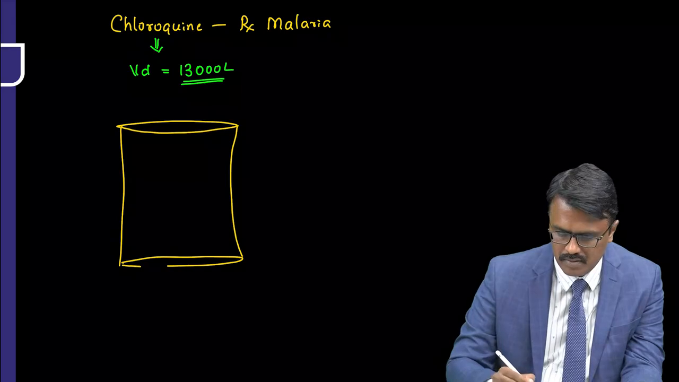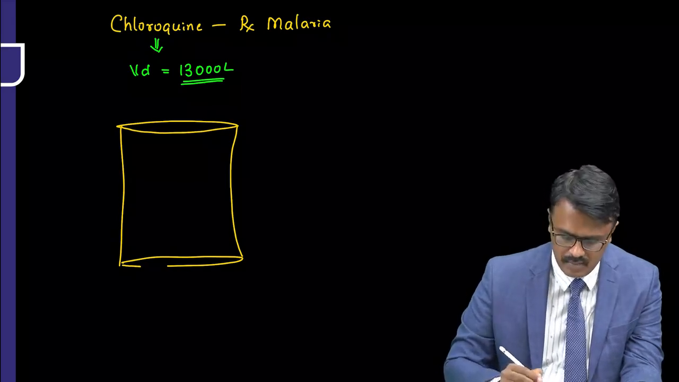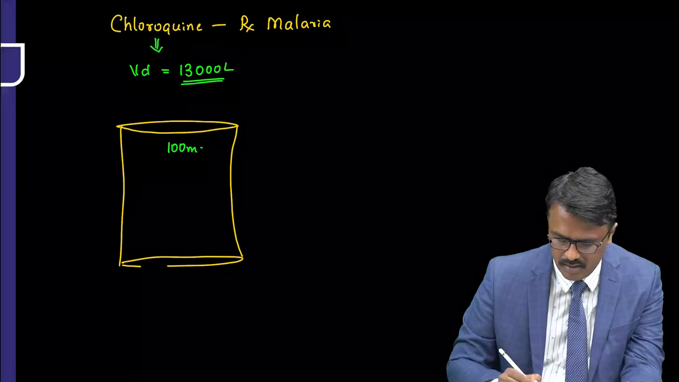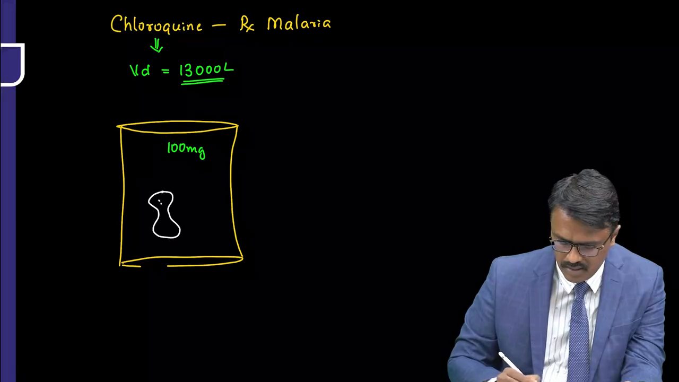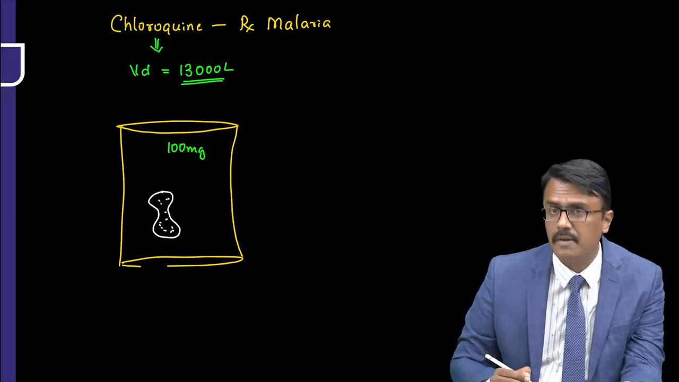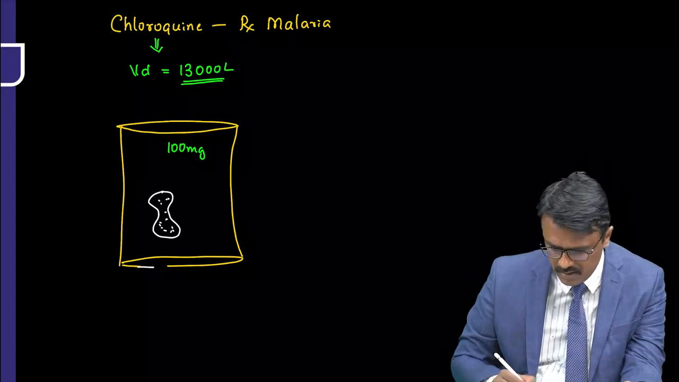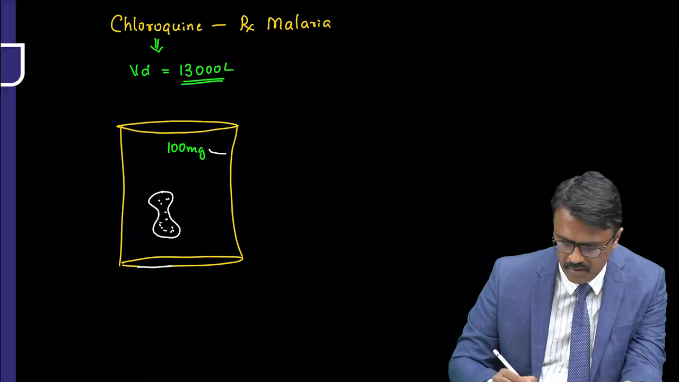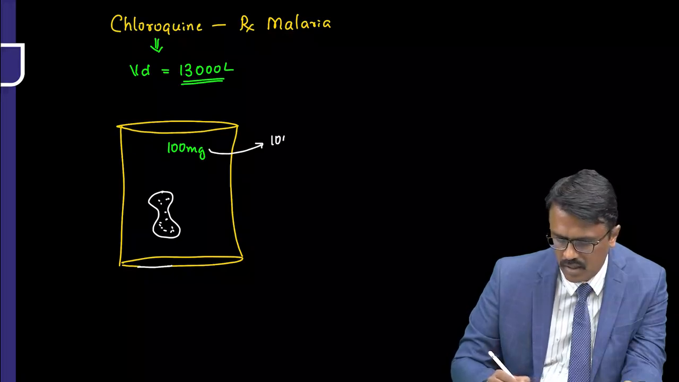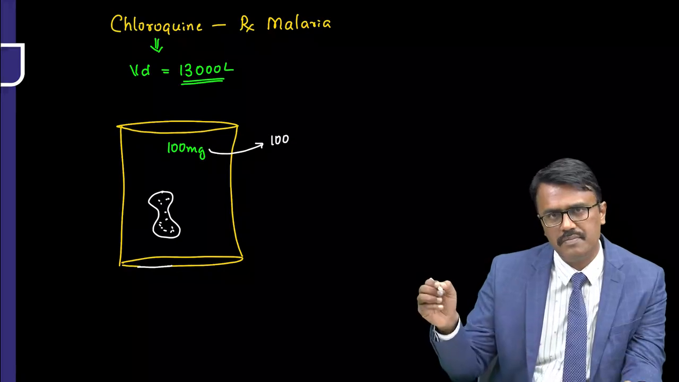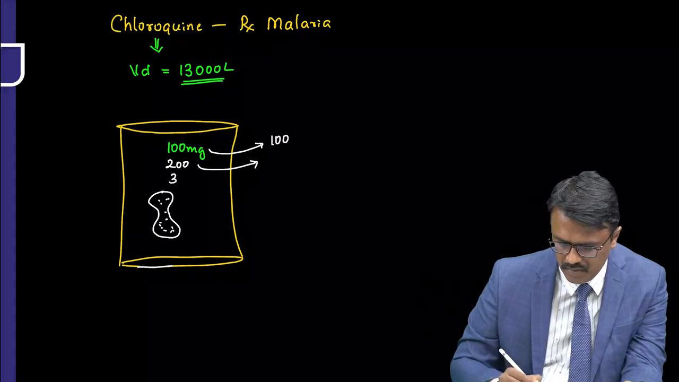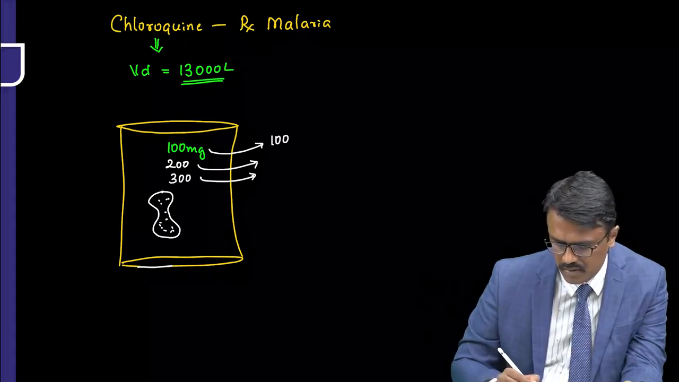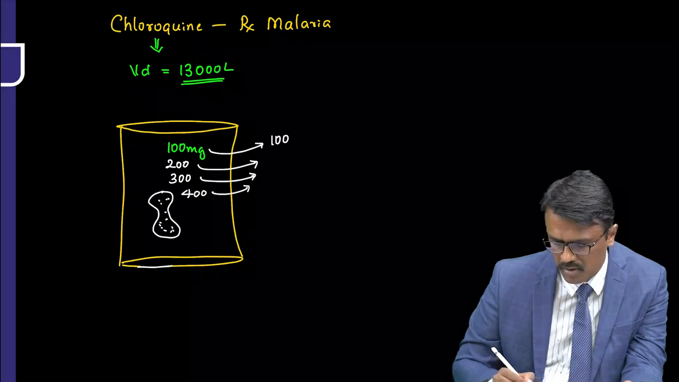Suppose I am giving 100 milligram of chloroquine. It has to work in the RBC and kill the parasite. This is the place where the malaria parasite is present, and it has to work there. But if I give 100 milligram, all the 100 will go outside. If I give 200, all the 200 will go. If I give 300, 400, 500, all of it will go.